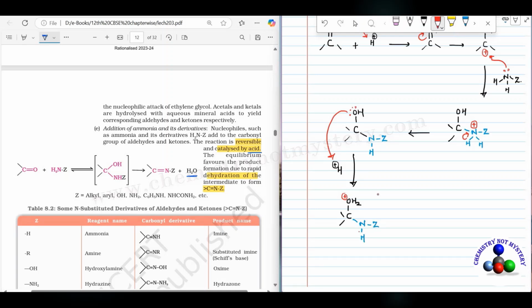To facilitate the removal of water molecule, the bond between nitrogen and hydrogen moves between carbon and nitrogen, and that's how it expels the water molecule from this intermediate. So here you will get carbon. Now double bond is formed between nitrogen and carbon and it was bonded to Z group. So that's how you will get this product, and water is removed as a byproduct.